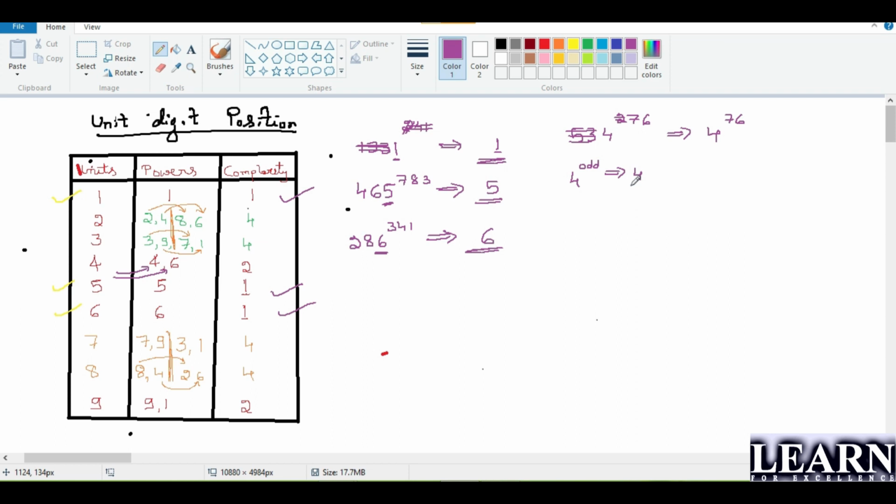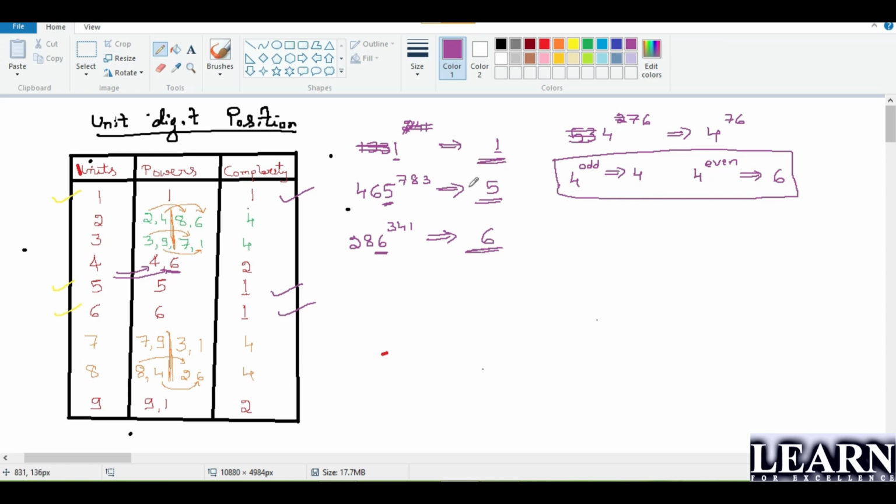Guys, listen to it clearly, okay? Because 4 to the power 1 is the odd number, 4 to the power 3 is the odd number, 4 to the power 5 is also odd number, right? So if I'm talking about 4 to the power 1, 4 to the power 3, 4 to the power 5, 4 to the power 7, 4 to the power 9, 4 to the power any odd number, the number will end with 4. And if I have an even number, then 4 to the power any even number will end with 6. So just make a note of it. Any number which has a complexity of 2 will follow this odd and even.